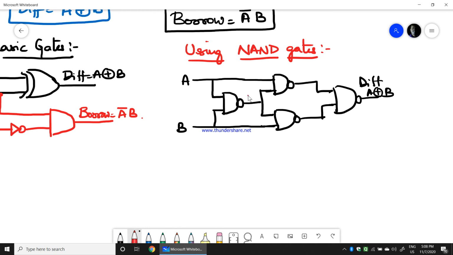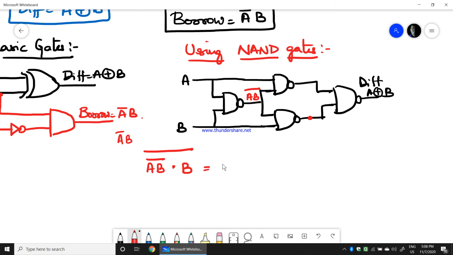So this is AB the whole bar. You can't take from here now because I need A bar B. Now if I go ahead with an expression here, this is what? AB the whole bar and B the whole bar. Coming out of this NAND gate, AB the whole bar NAND B is what you have written here.